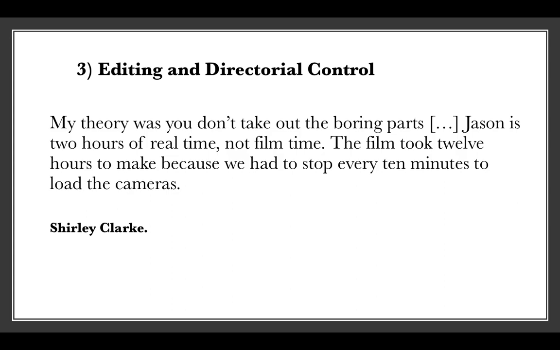The PowerPoint is divided into a few main points, but they're more or less interchangeable. They all work together, and we'll talk about them together as we talk about the film. But she says her theory of cinema verite is that you don't take out the boring parts. "Jason is 2 hours of real time, not film time. The film took 12 hours to make because we had to stop every 10 minutes to load the cameras." So what she means by that is that it's not actually 2 hours. It's an hour and 45 minutes or so, an hour and 48 minutes, I think. But it's close enough to 2 hours.